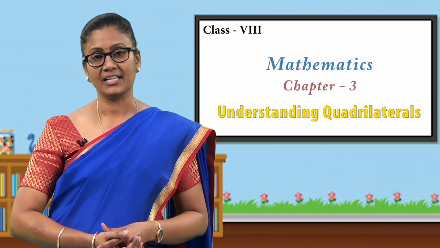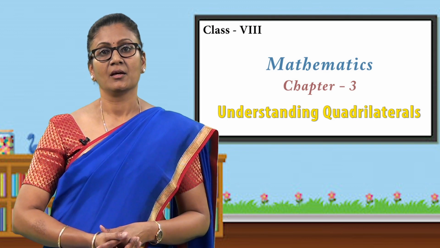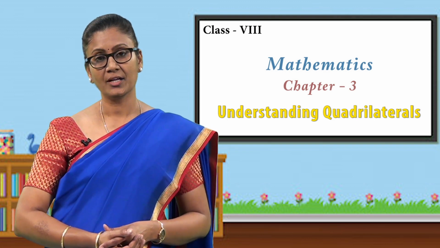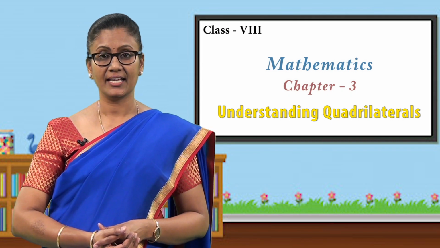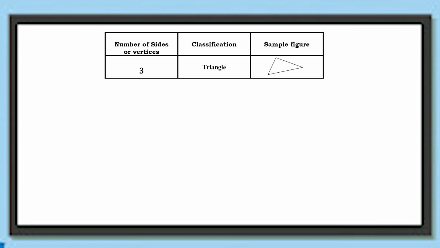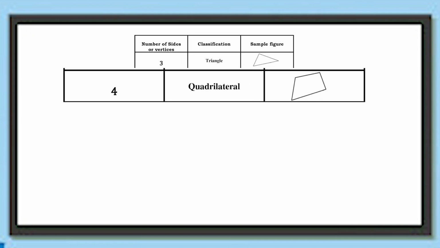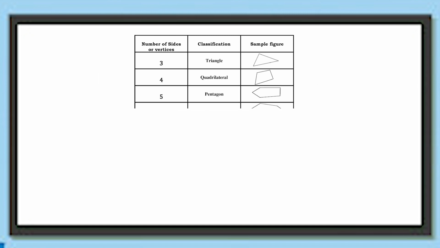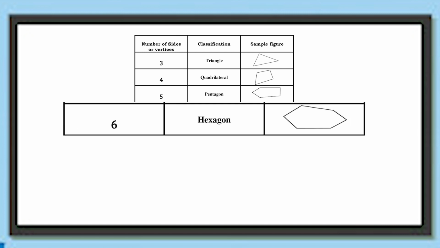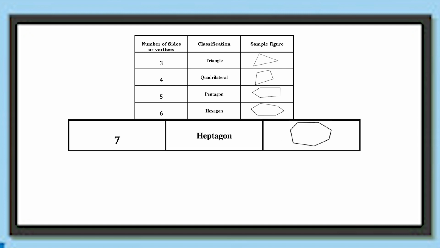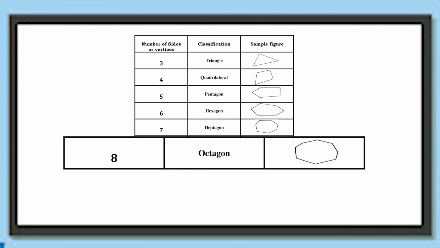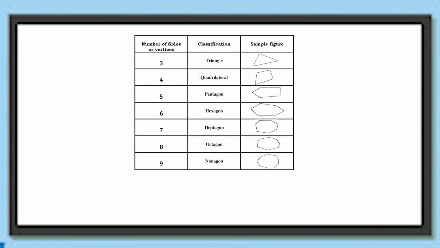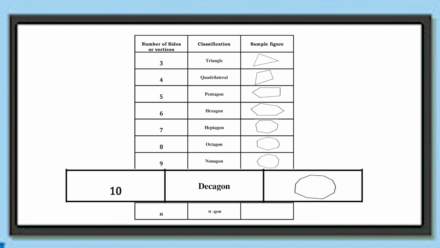Okay, now let's see what are the names given to these polygons with 3, 4, 5, 6, 7, 8, 9 and 10 sides. A 3-sided polygon is called a triangle. A 4-sided polygon is called a quadrilateral. A 5-sided polygon is called a pentagon. A 6-sided polygon is called a hexagon. A 7-sided polygon is called a heptagon. An 8-sided polygon is called an octagon. A 9-sided polygon is called a nonagon and a 10-sided polygon is called a decagon.